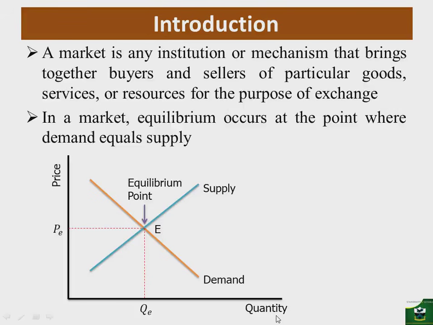Therefore, we have the market for a given commodity where buyers, represented by the demand curve, and the sellers, represented by the supply curve, are in equilibrium at point E, with the quantity demanded and supplied being equal at QE, with the equilibrium price PE.